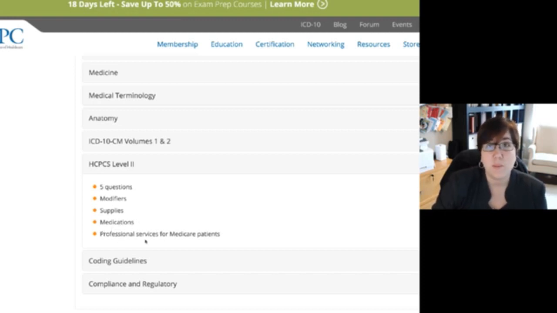Professional services for Medicare patients. There are some services that we could report with a CPT code, but Medicare's created their own G code, right? They've got G codes for their initial preventive physical exams, their annual wellness visits, certain vaccinations. If a Medicare patient receives a pneumonia vaccine, there's a G code for that. Those are the types of things they're asking for here.